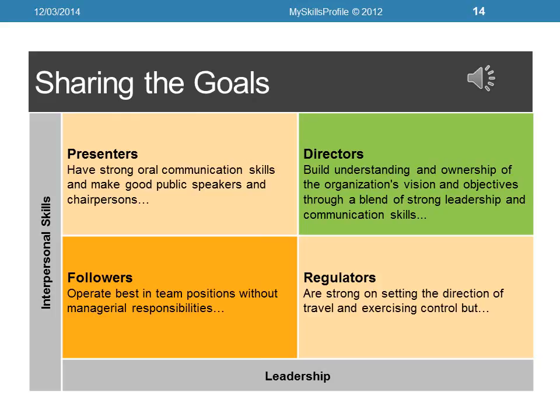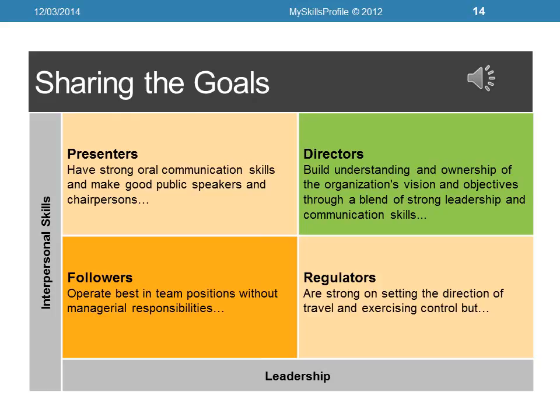They have the skills to communicate the vision, and build a shared understanding of company goals, based on an agreed script. Presenters can struggle, however, when employees look for direction, and there is not an agreed company position. Regulators are strong on setting the direction of travel and exercising control, but weaknesses on the interpersonal side mean they lack the ability to share the vision, goal, and objectives with others.